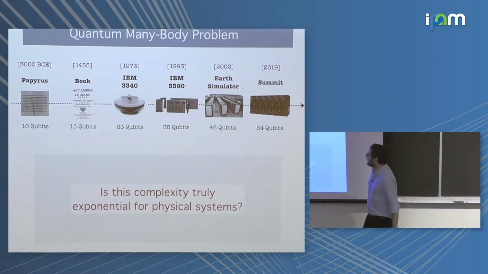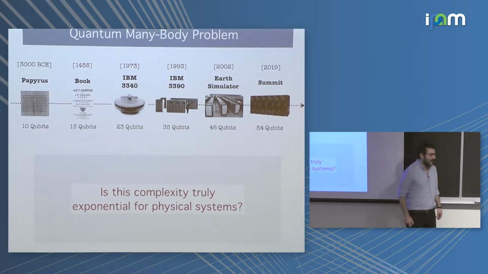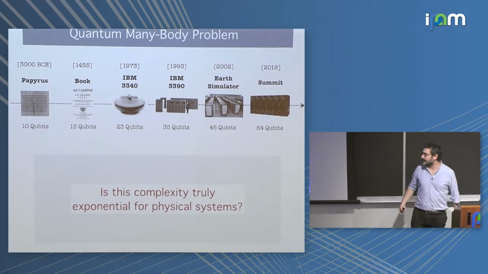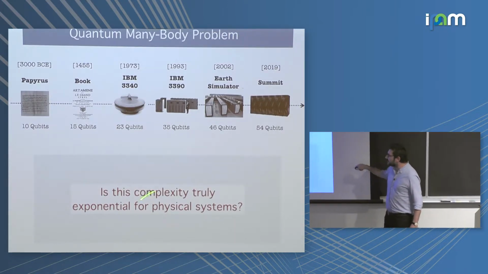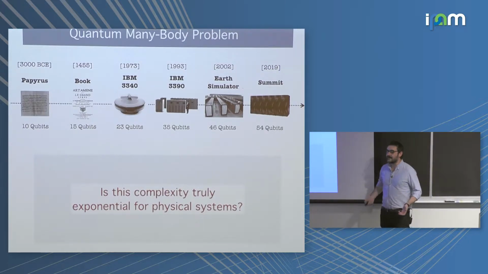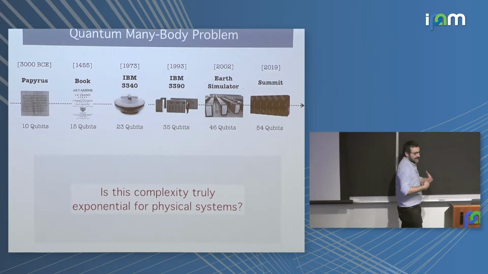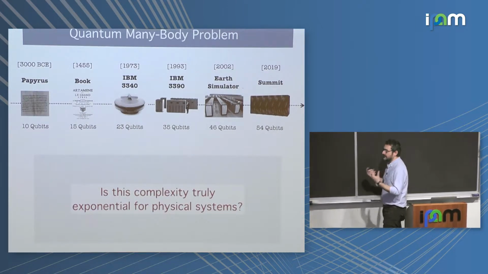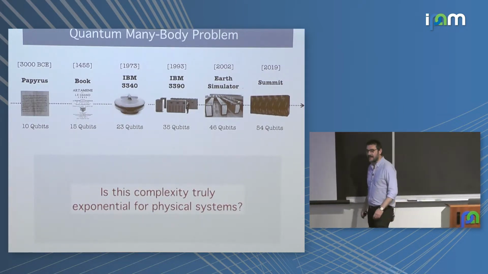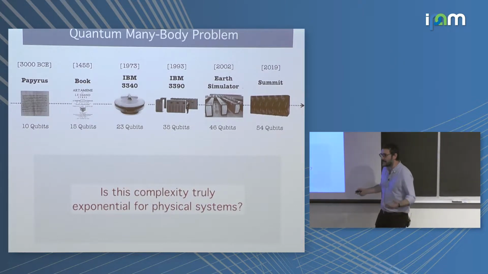We cannot avoid that. However, the question which is very relevant, and that again is related to what Juan said this morning, is whether this complexity is truly exponential for physical systems, right? So it's clear that in theory this exponential is there, but as computational scientists we like to deal with NP-complete problems and worse.